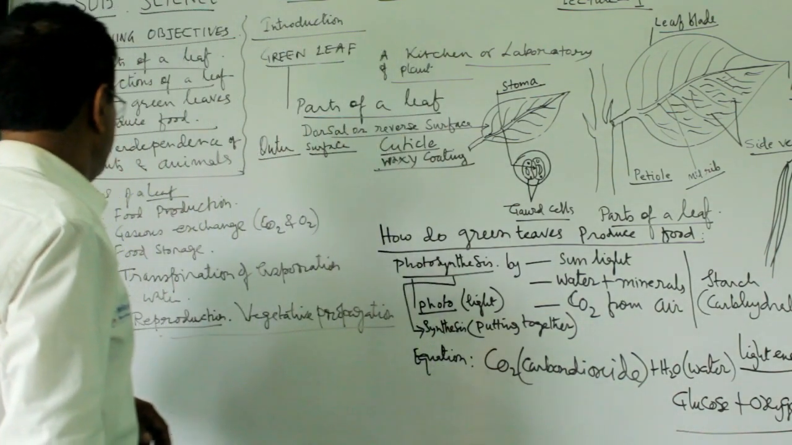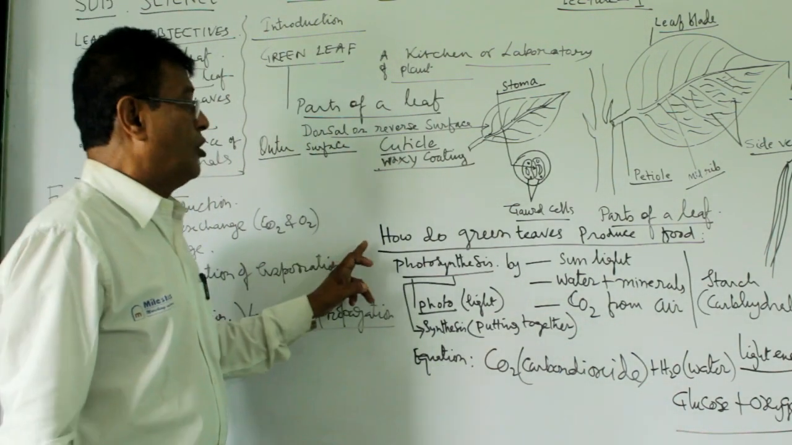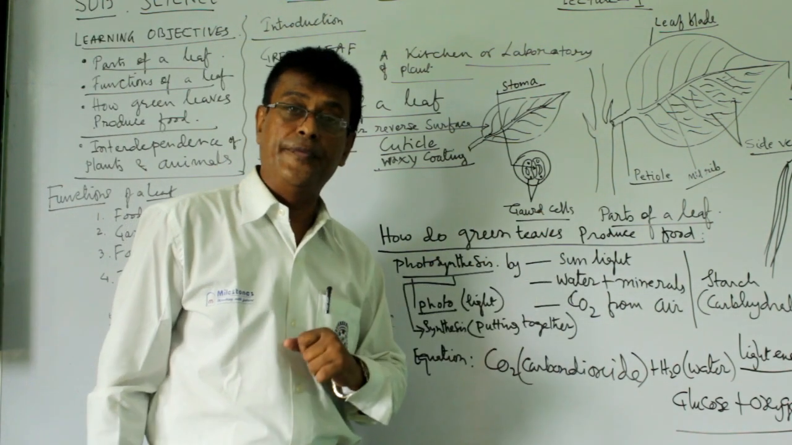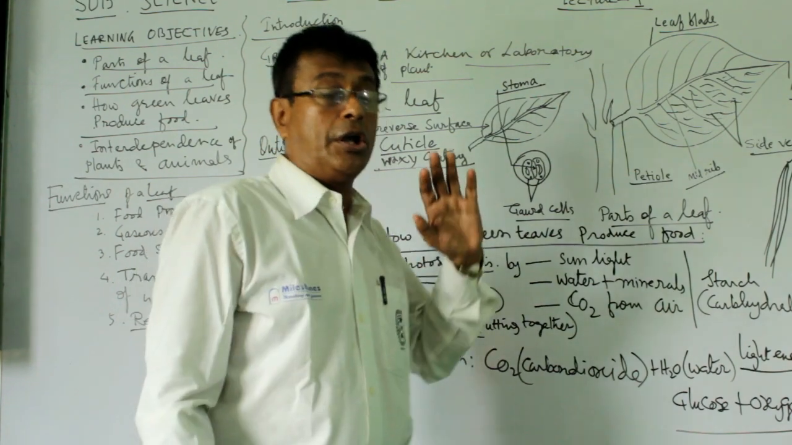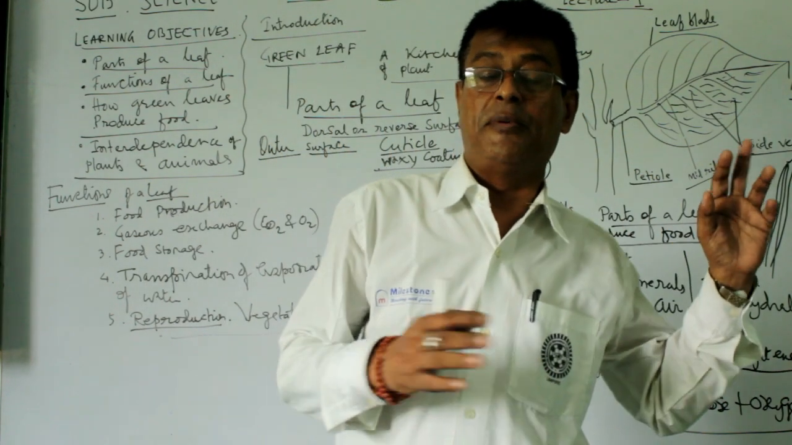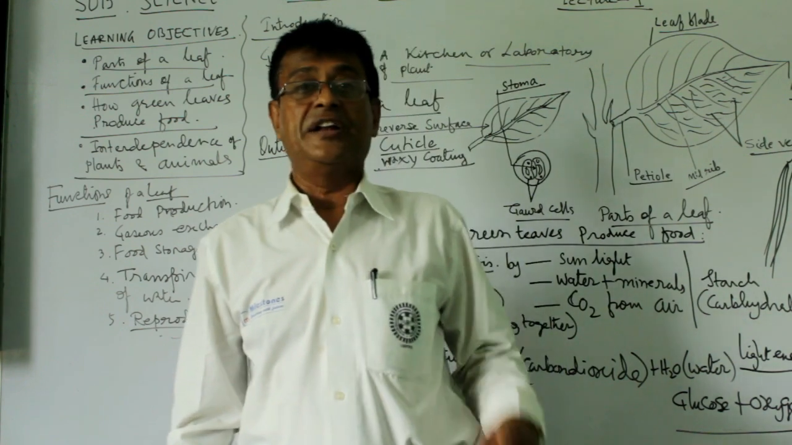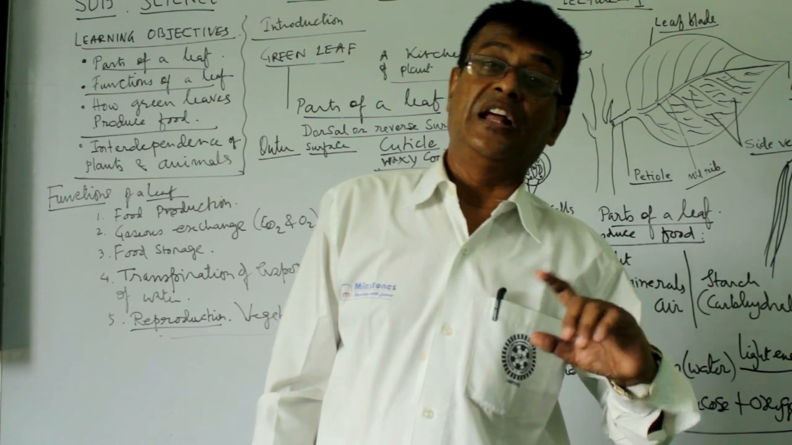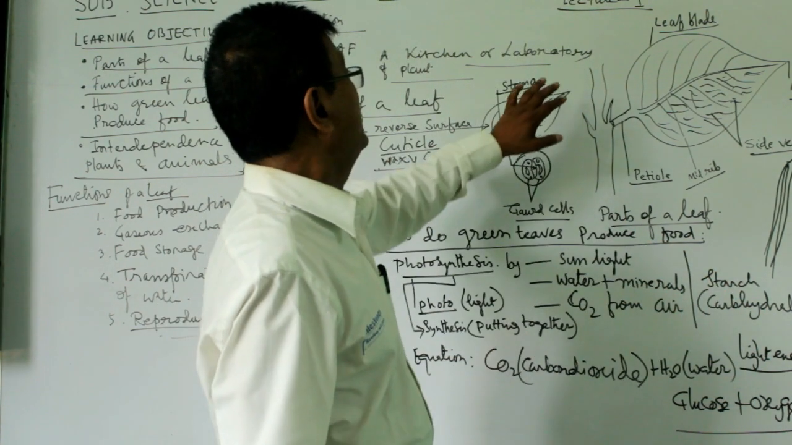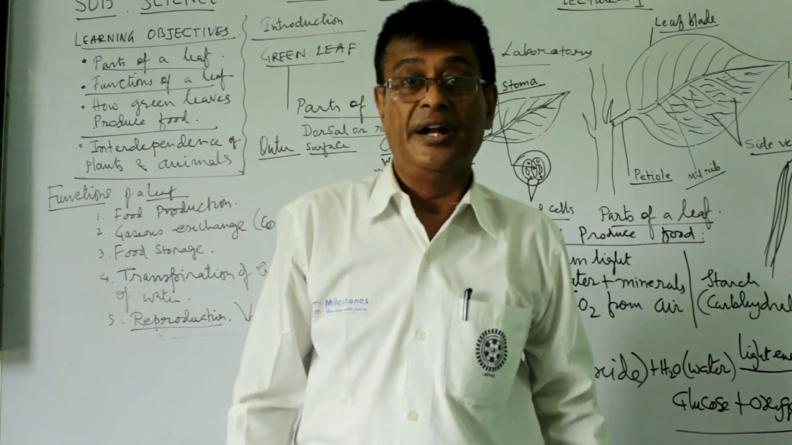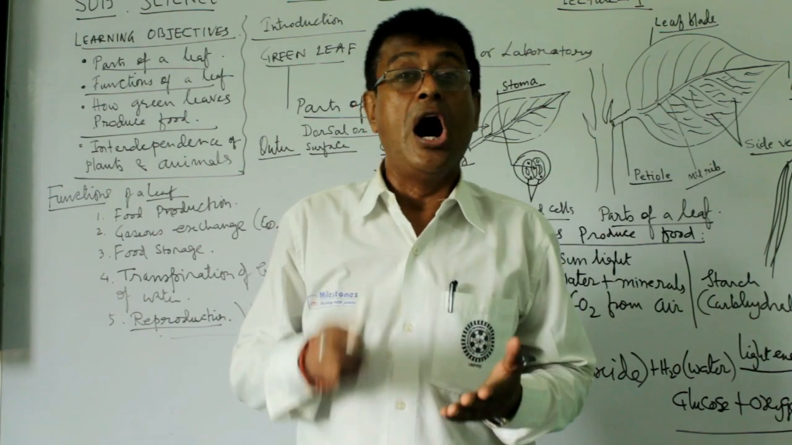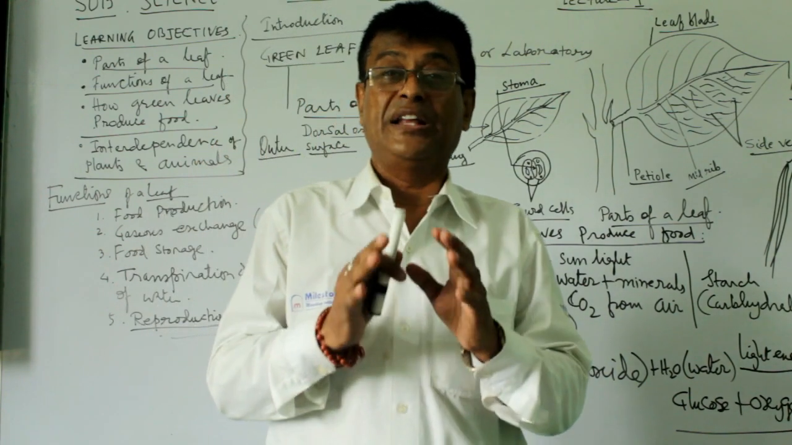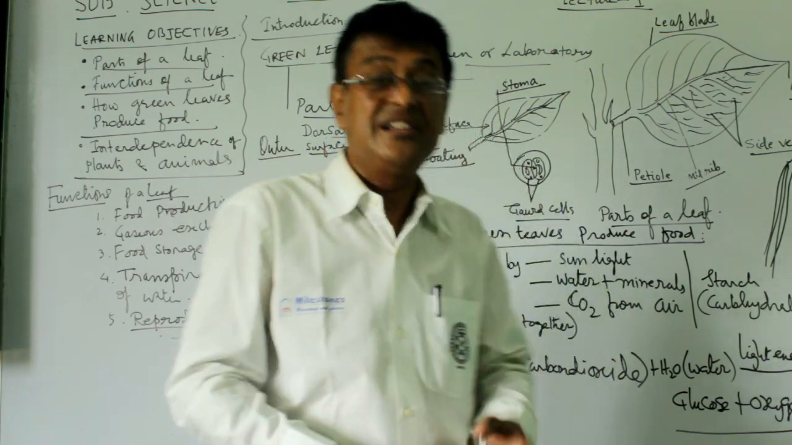Well, we are now going to see how green leaves produce food. Now, you have already come to know about the parts of the leaves and you have come to know that they prepare their food in the leaf, because the leaf is the kitchen or the laboratory of the plant. Now you are eager to know how they do that. Now how do they make their food? You see right here.